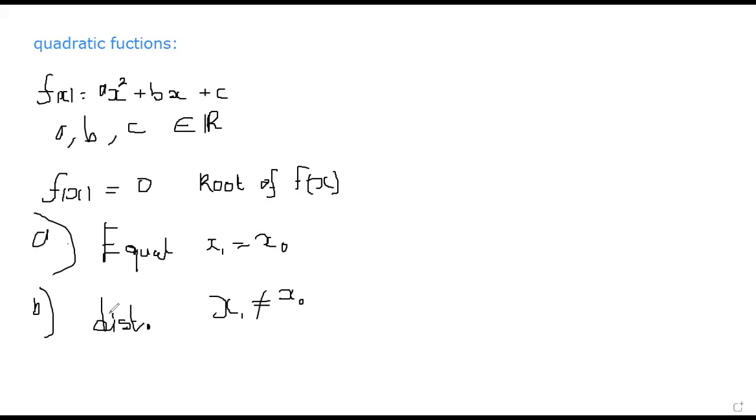So when you have distinct roots, it means, assume your roots of f of x equal to 0 are x1 and x0, that x1 is not equal to x0. You have 2 different roots. And there is another case when the roots are complex conjugates.